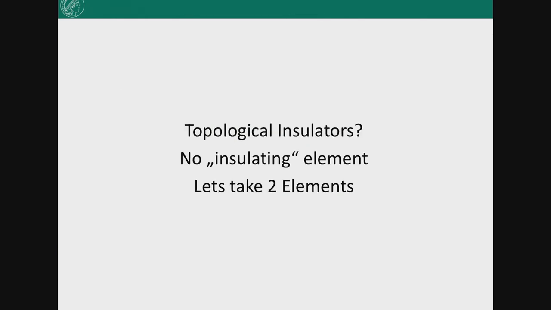So what is the best topological insulator? There are no insulating elements, only with very wide band gaps, gases even. They have super wide band gaps. So in the periodic table, this was the motivation after the prediction with graphene. Therefore, it made sense to look for two elements.